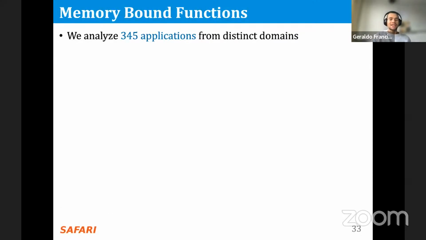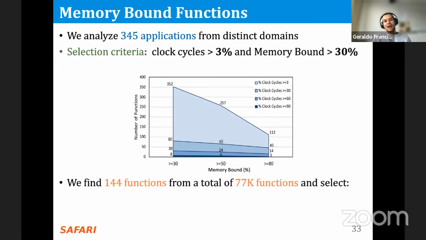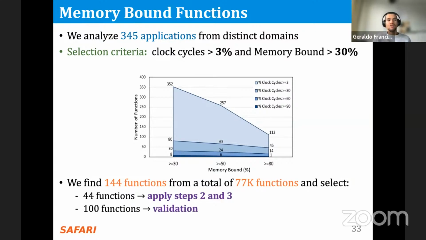We observe that functions that benefit from near-data processing and suffer from memory bottlenecks have a memory-bound metric, which we collect from VTune, greater than 30% and take at least 3% of the clock cycles. We observed 144 functions with such characteristics from more than 77,000 functions, which we divide: 44 functions to apply step 2 and step 3 of our methodology, and 100 functions to validate our methodology and our experimental methodology.